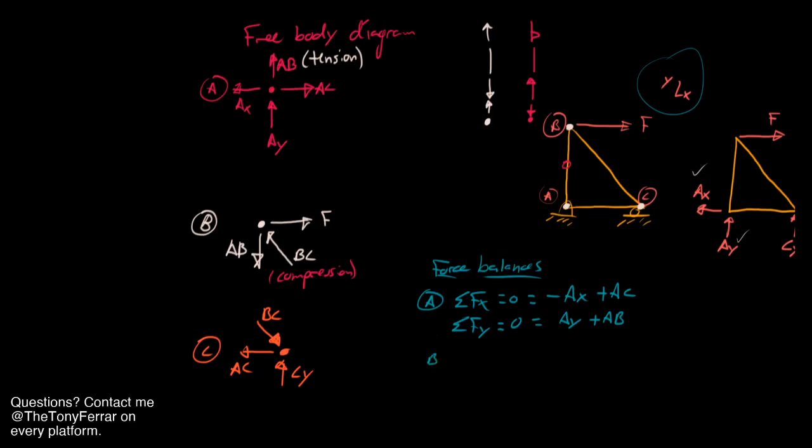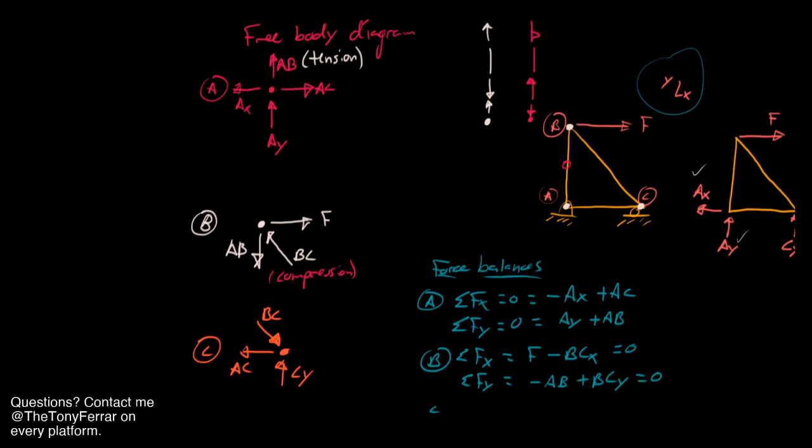Do this again at joint B. Joint B here. Sum of forces in the x direction at joint B: we've got F in the positive direction, and we've got the x component of BC in the negative direction. Sum of forces in the vertical, the y, and that's equal to 0. And we get negative AB because it's pointing downward, and the positive BCy because it goes up, and that equals 0.